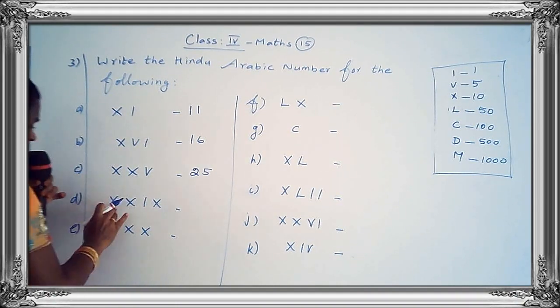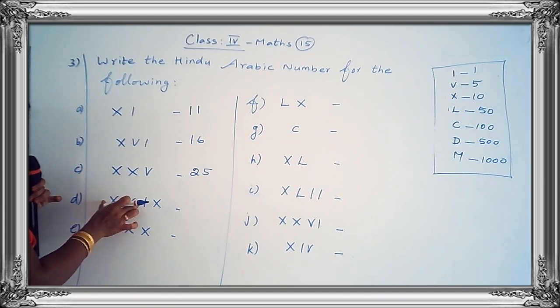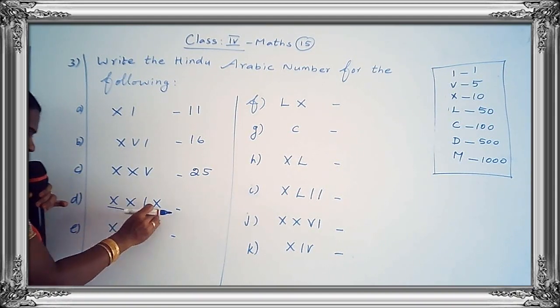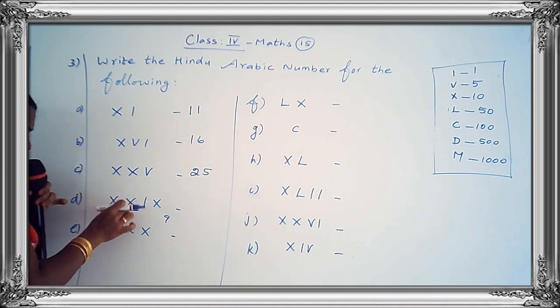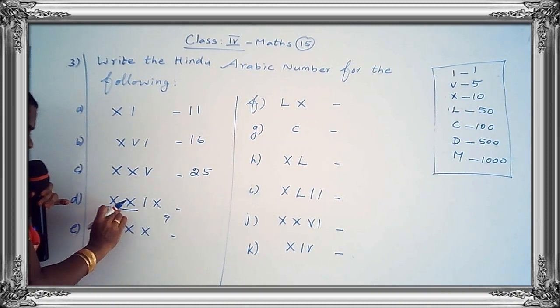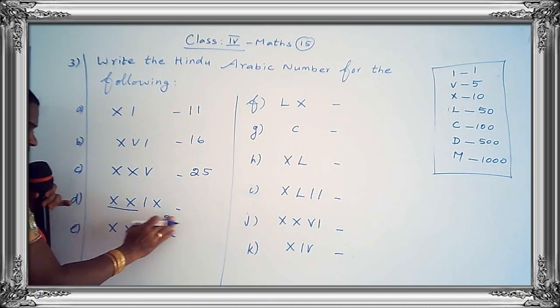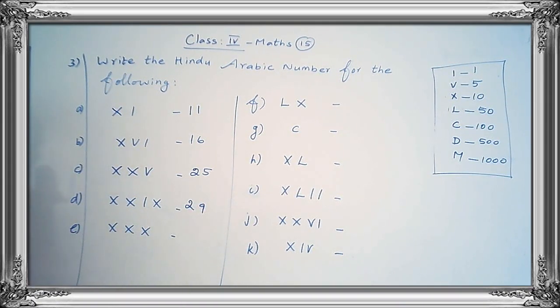Okay, next D, XXIX. So XX means 20, IX means 9. Yes children, XX we write as 20, IX we say 9. So now we add 20 plus 9 is equal to 29. Okay, are you clear?